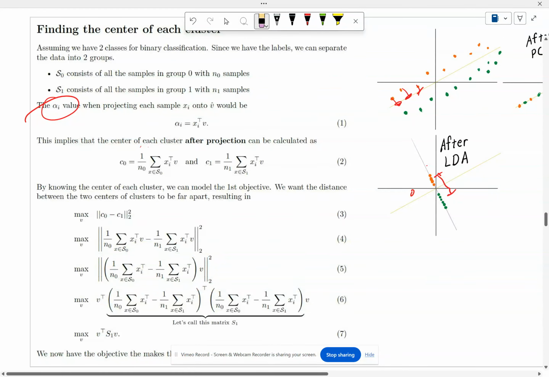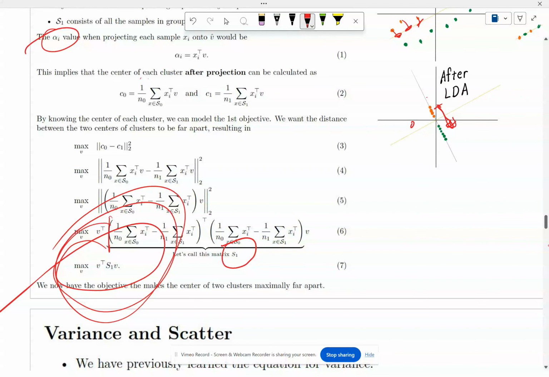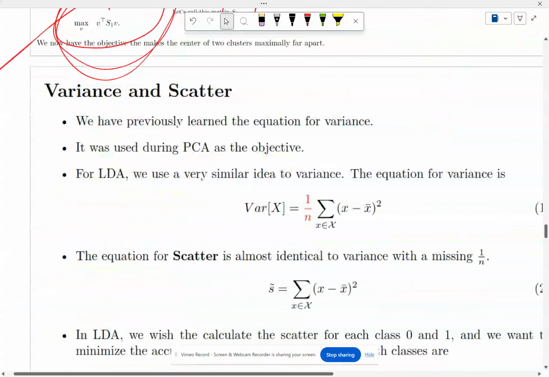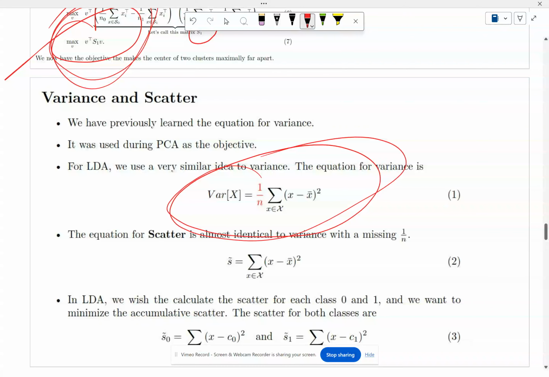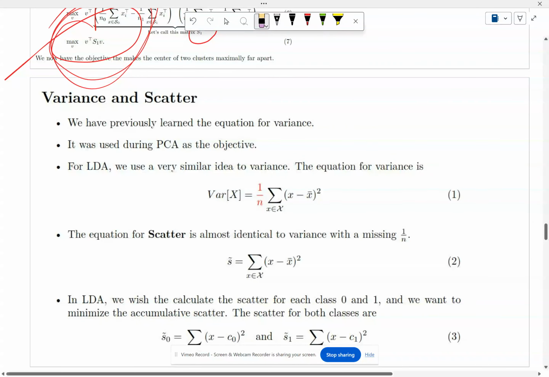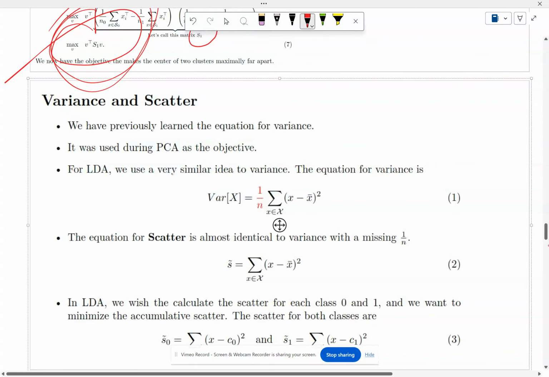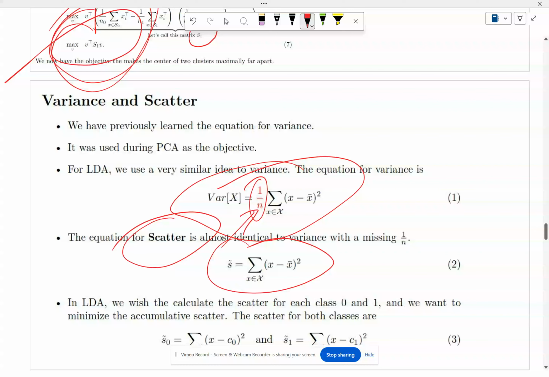Next, let's work on the second objective, because they're dual objectives. First is you want to push them far apart. Second is you want these clusters to be clumped together as closely and tightly as possible. Now remember, we've done this so many times. I keep going back to the equation of variance because it's used so much. Now, there's a parallel concept called scatter. Scatter is just variance without averaging. That's it. So that's scatter.